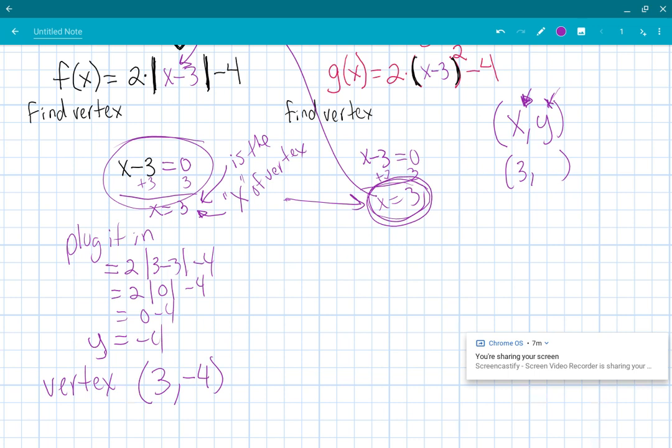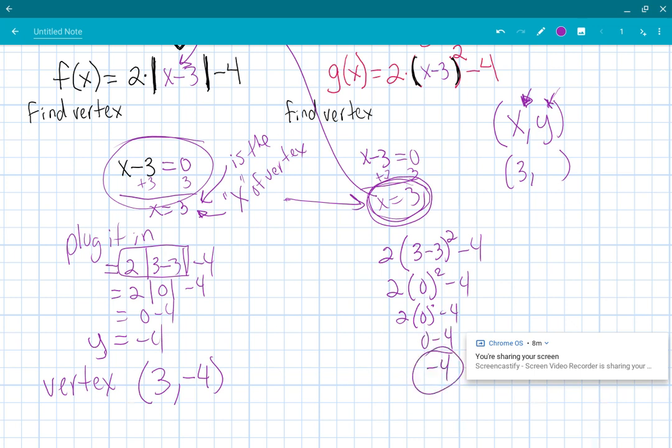Now, you're going to get 0 here because that's why we picked 3, by the way, okay? All right, so what are we going to get in the other one if we plug in a 3 for x? Now, like I said, this is going to be a lot of work, but you're at the end, you're going to know this is going to be the y. So we're also going to get a vertex of 3 comma -4. So they both have the same vertex, okay?